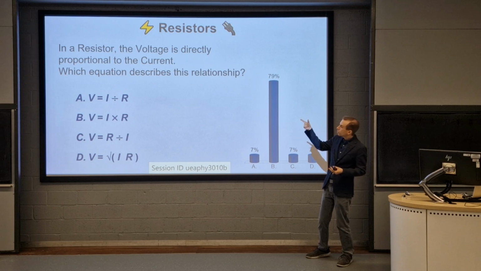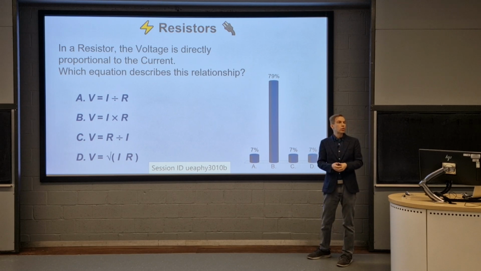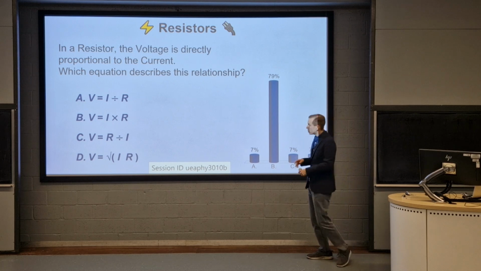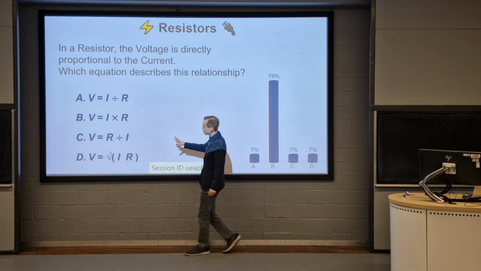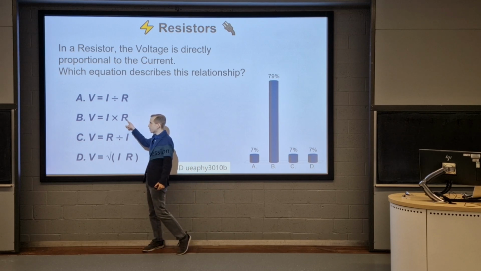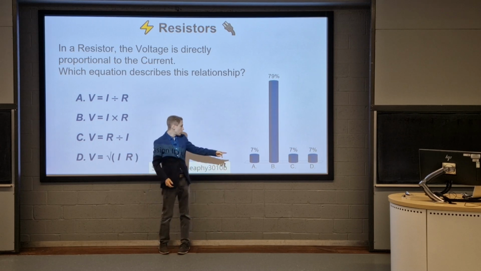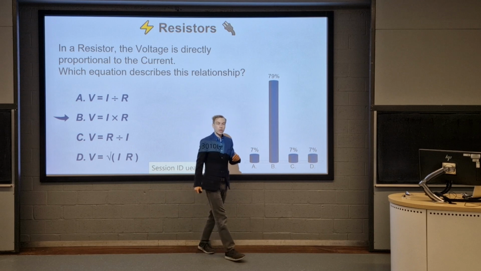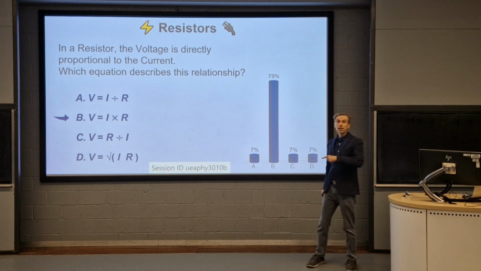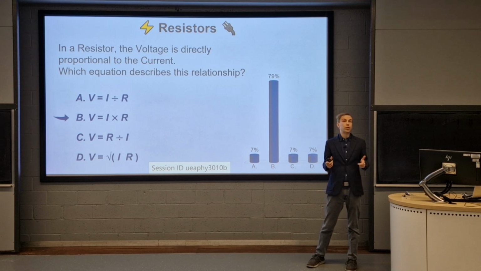Because in a sense, isn't it a sort of empirical result that we have these things, and if we double the voltage, if we triple the voltage, then the current doubles, the current triples, okay? So the only equation here which describes this as a directly proportional relationship is this equation here, equation B. So very well done, everybody who gave that question a go, especially if you got that it's option B.